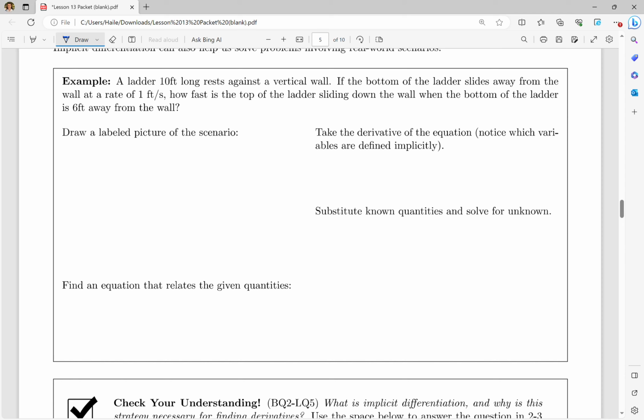So a ladder 10 feet long rests against a vertical wall. If the bottom of the ladder slides away from the wall at a rate of 1 foot per second, how fast is the top of the ladder sliding down the wall when the bottom of the ladder is 6 feet away from the wall? So when we're dealing with a word problem, the first thing we always want to do is draw a picture. So I have my wall, I have the ground, and I have my ladder leaning against the wall.